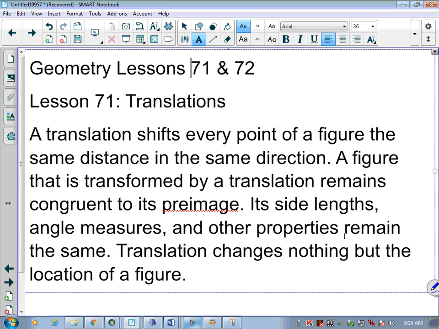That is the definition of an isometry. Its side lengths, angle measures, other properties remain the same. Translation changes nothing but the location of a figure. In fact, it doesn't even change the orientation. The top should be the top, the bottom should be the bottom, the sides will be the sides. It looks exactly the same other than it has just been moved. Okay? All right.